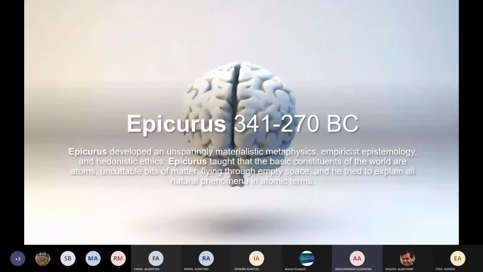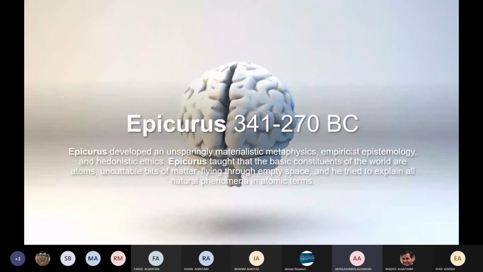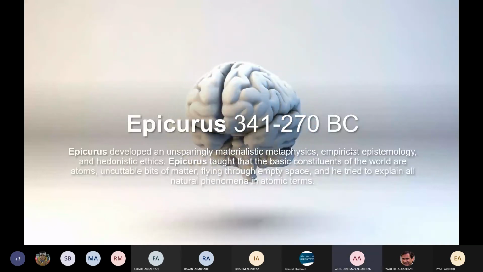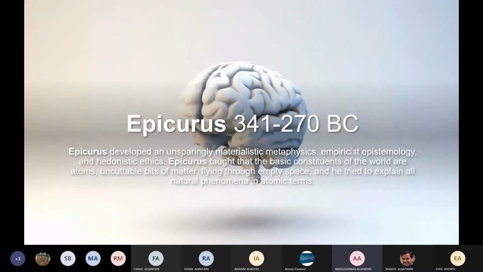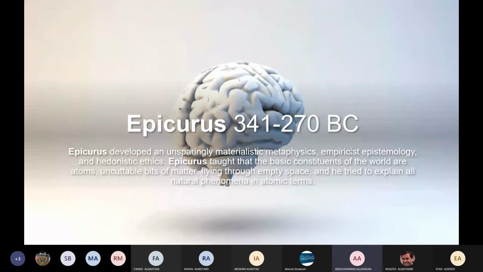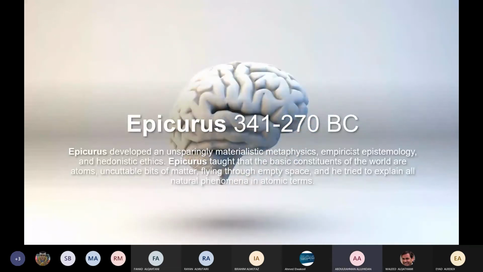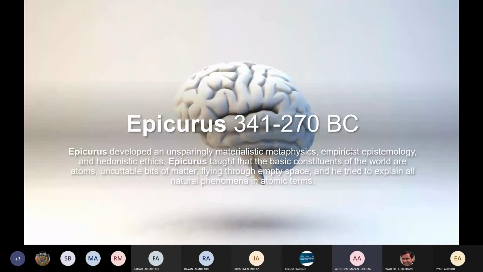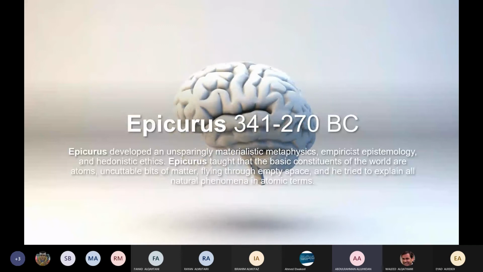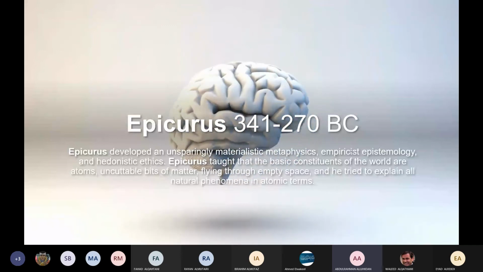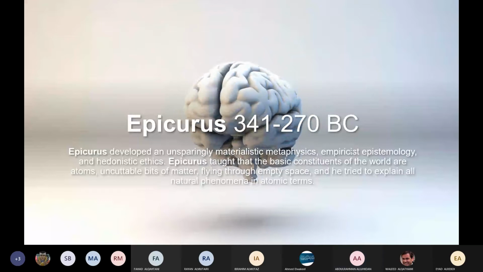Epicurus, 341 to 270 BC. Epicurus developed an unsparingly materialistic metaphysics, empiricist epistemology, and hedonistic ethics. Epicurus taught that the basic constituents of the world are atoms, uncuttable bits of matter, flying through empty space, and he tried to explain all natural phenomena in atomic terms.